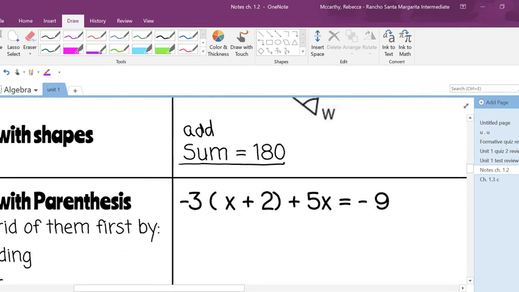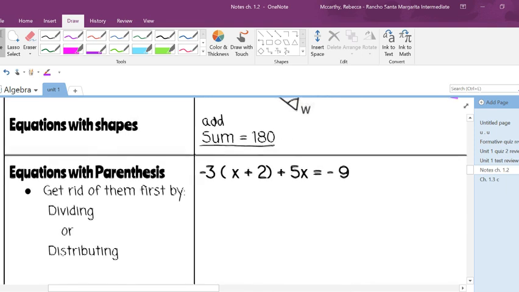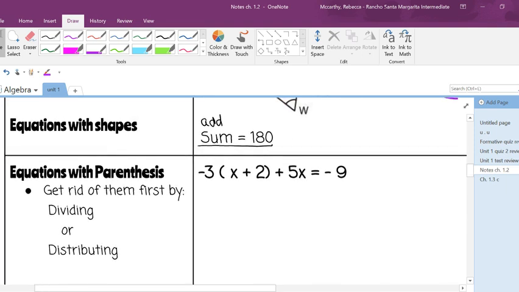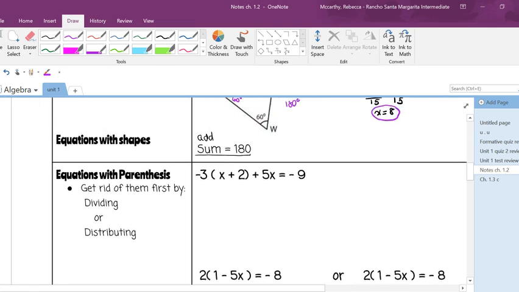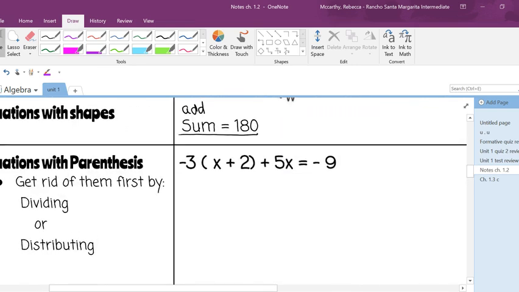Okay, so now what happens when I have equations with parentheses? Okay, first you want to get rid of them first by dividing or distributing. So I'm going to show you both methods on my second example here. So first I want to distribute this 3. I always want to take care of that first. That 3 that's out here.